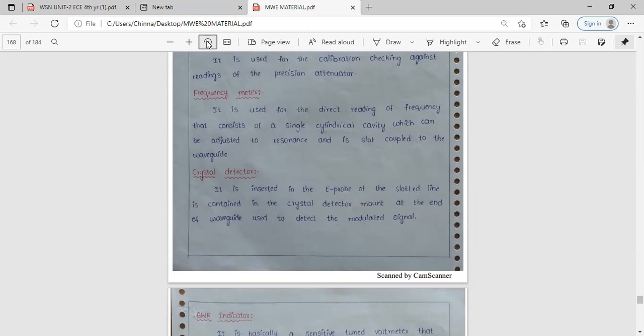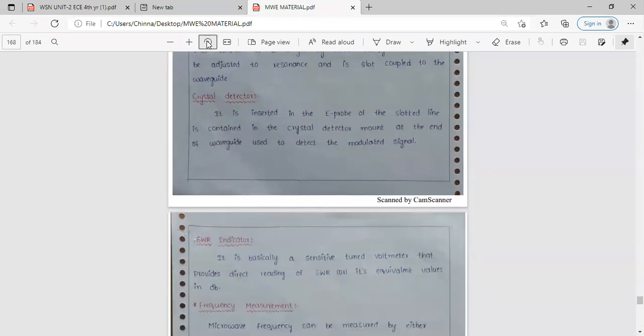So this is the frequency meter and crystal detector. Coming to the crystal detector, it is inserted in the E probe of the slotted line section. It consists of a cylindrical detector mount at the end of the waveguide, used to detect the modulated signal. That means it detects the microwave signal and the modulated signal.